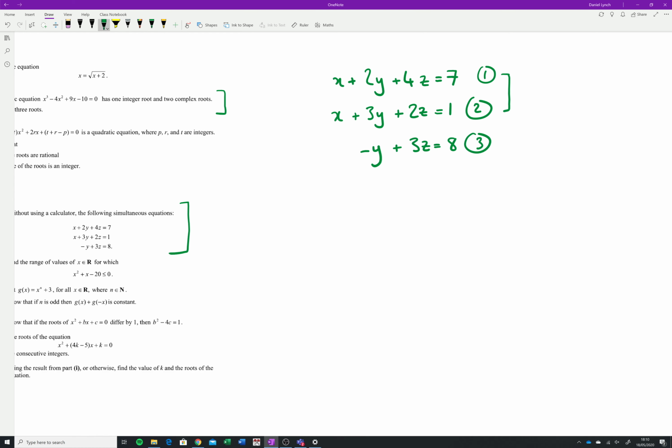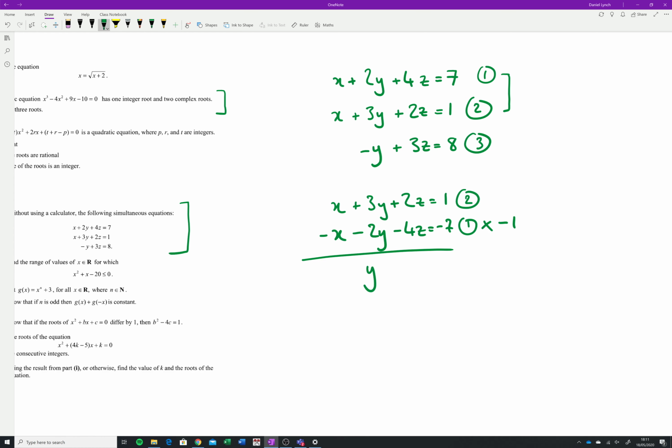So what I suggest we do is this: we'll leave equation 2 alone, x plus 3y plus 2z is equal to 1. That's equation 2. And equation 1, to get rid of the x's, multiply everything by minus 1. Minus x minus 2y minus 4z is equal to minus 7. What do we have? No x's, that's exactly what we wanted. We now have 1y, we have minus 2z, and we have minus 6. I might call that my fourth equation.